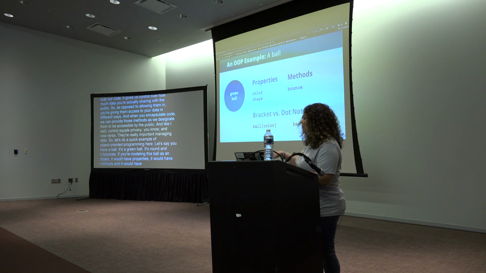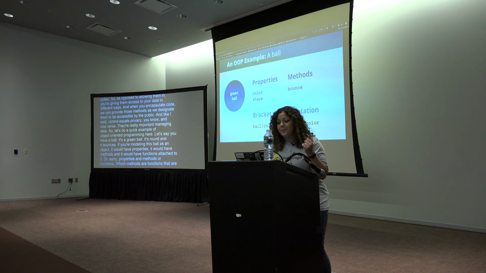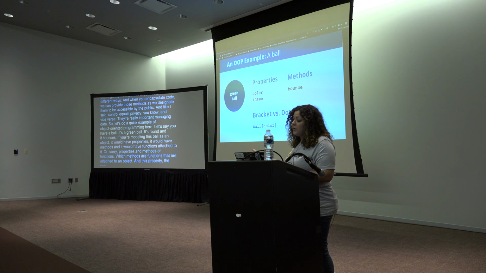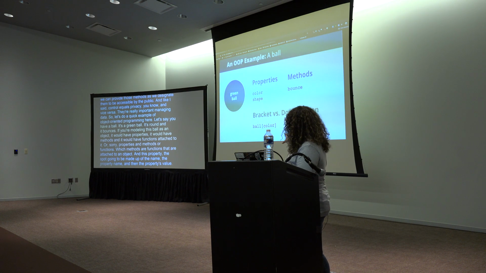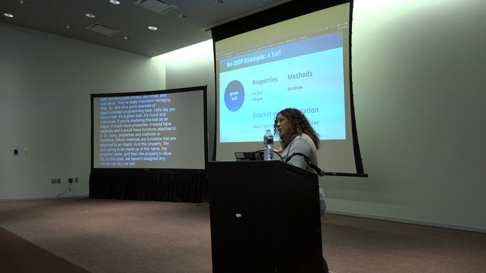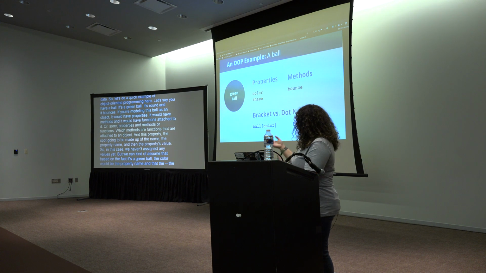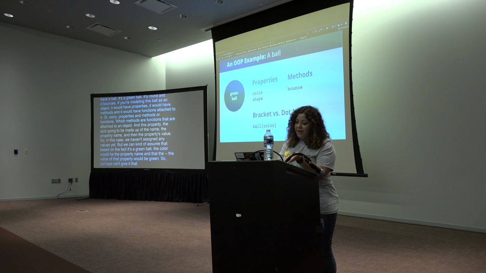So, properties and methods or functions, which methods are functions that are attached to an object. And the property is going to be made up of the property name and then the property's value. So in this case, we haven't assigned any values yet, but we can assume that based on the fact it's a green ball, the color would be the property name, and the value of that property would be green.